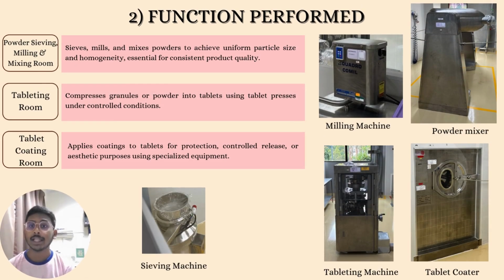The powder sieving, milling, and mixing room involves these three processes to achieve uniform particle size and homogeneity, essential for consistent product quality. As for the tableting room, it is involved in compressing the granules or powder into tablets using a tablet press under controlled conditions. And the tablet coating room will apply coating to the tablet for protection, controlled release, or aesthetic purposes using specialized equipment.